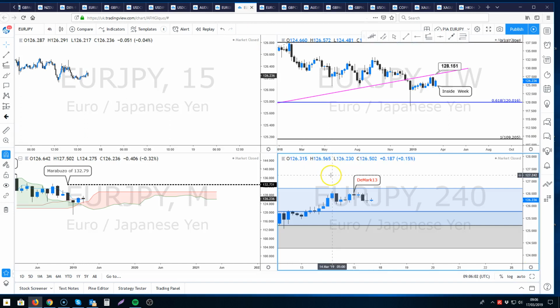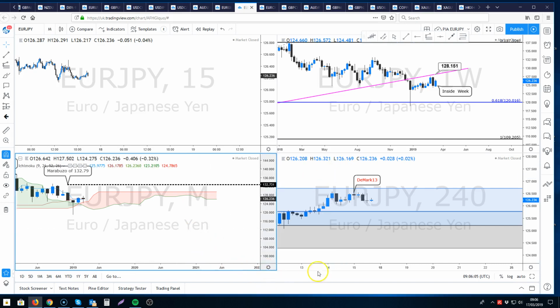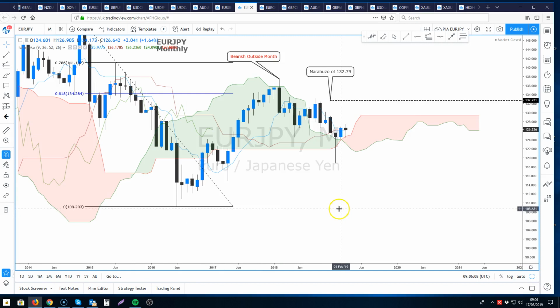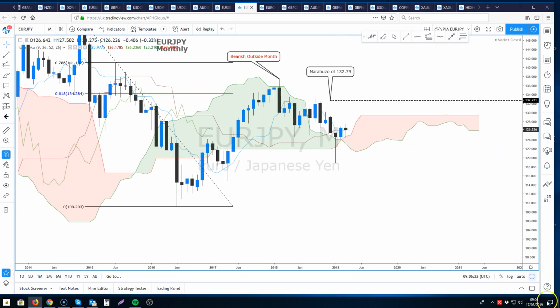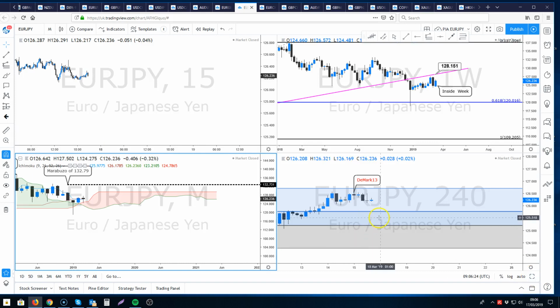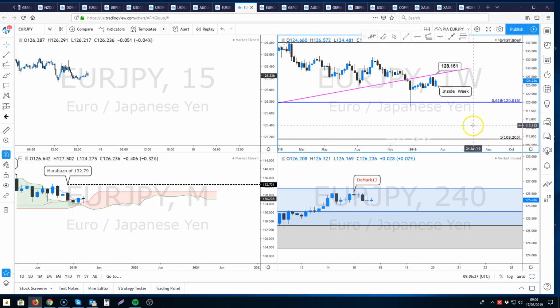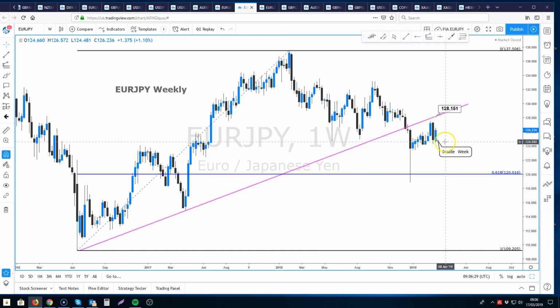Real mixed picture in euro yen. The monthly chart doesn't really sort of give us anything away. We've got an inverted hammer, or a hammer base, which normally highlights the end of a trend. We've got dips being bought into near the Ichimoku cloud. If we go to the weekly chart, we've got an inside week highlighting indecision, reverse trendline resistance located at 128.15.